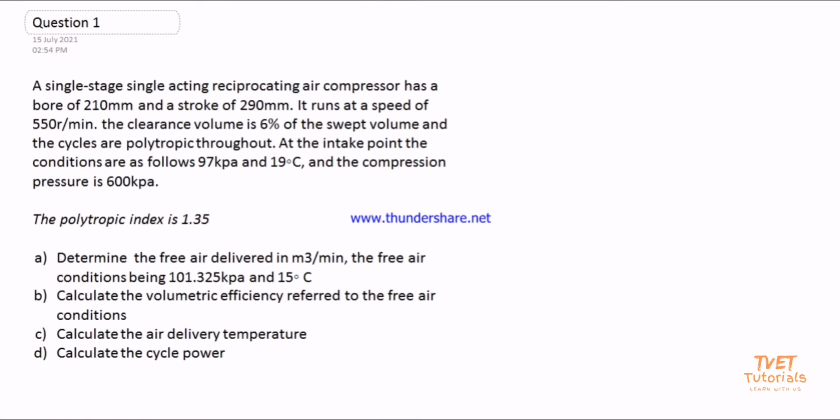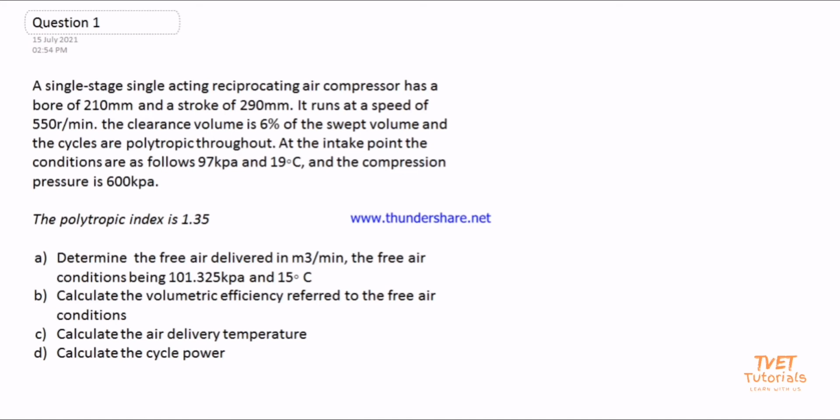Here we are given the problem statement, which I want us to quickly solve and see how we're going to approach the compressor related questions. A single stage, single acting reciprocating air compressor has a bore of 210 millimeters and a stroke of 290 millimeters. It runs at a speed of 550 revs per minute. The clearance volume is 6% of the swept volume, and the cycles are polytropic throughout.